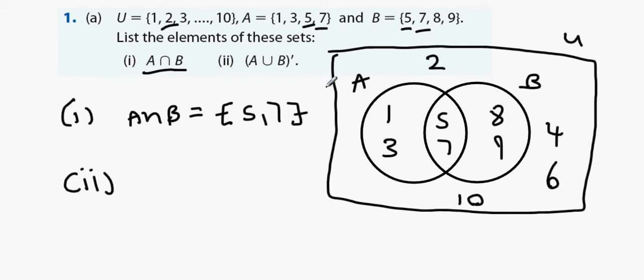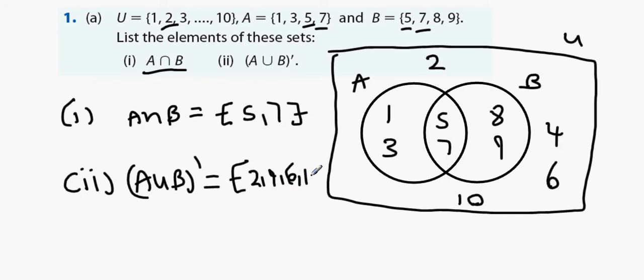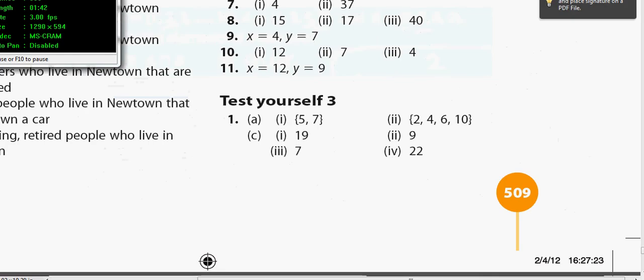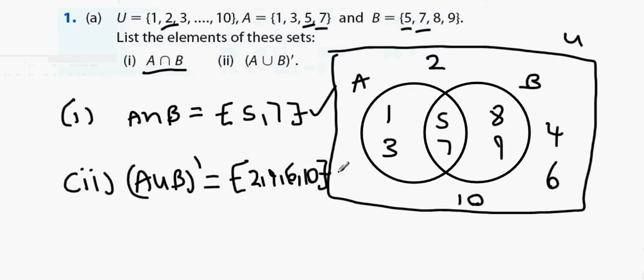So list the elements of these sets. Everything that hasn't been in A union B. So everything that's not in A union B is A union B complement, so it's going to be 2, 4, 6, and 10. And as we can see, there's two answers: 5 and 7 for the first one, 2, 4, 6, and 10 for the second. Okay, so we're correct, and on we go.